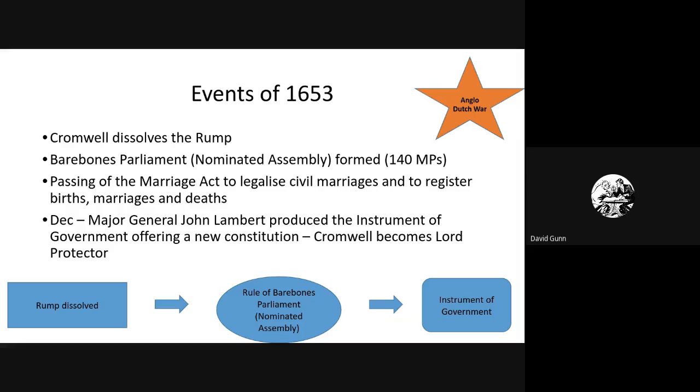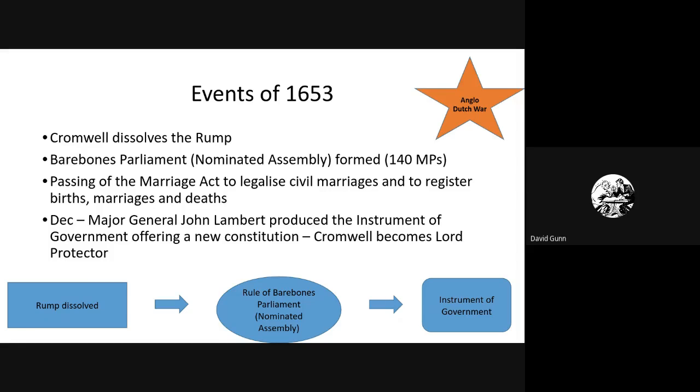1653, the Anglo-Dutch War is ongoing. Cromwell dissolves the rump because he feels they are not finding the settlement quick enough. And that leads to the bare bones parliament. So you can see at the bottom the different shape. We've got the bare bones parliament, which is officially called the nominated assembly, which is formed of 140 MPs. There's a marriage act, which leads to civil marriages.